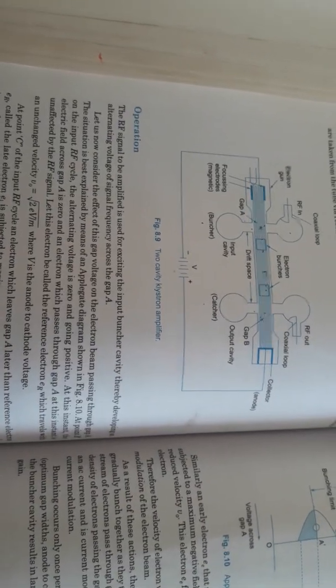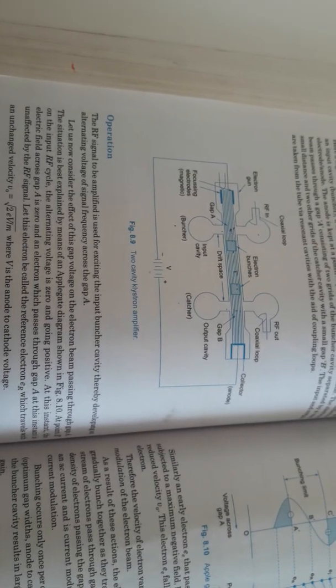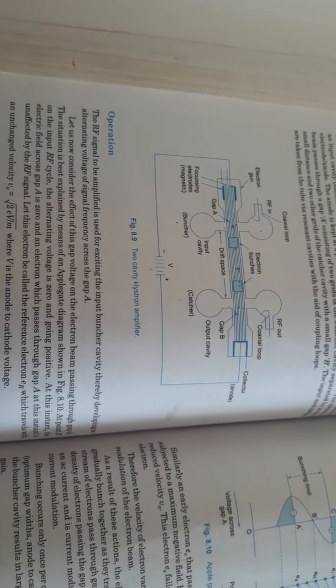Now while talking about the operation of this two cavity Klystron amplifier, suppose the RF signal to be amplified is used for exciting the input buncher cavity, thereby developing an alternating voltage signal of the same frequency at gap A.